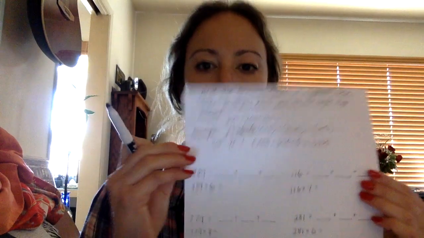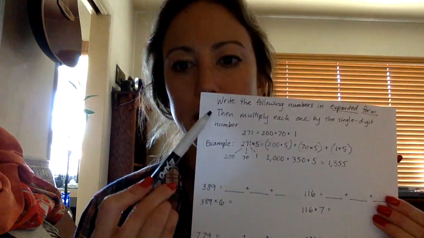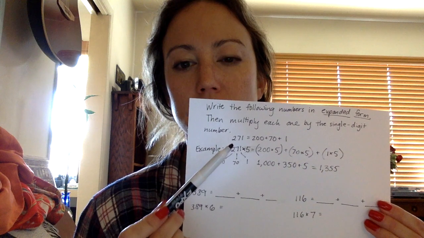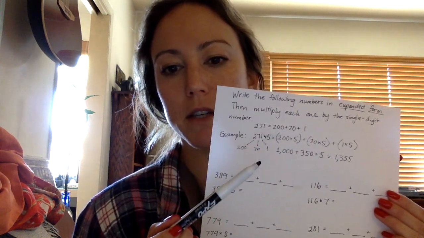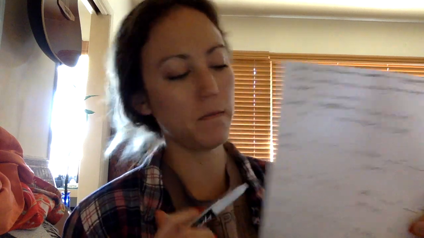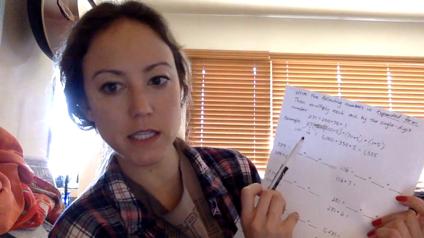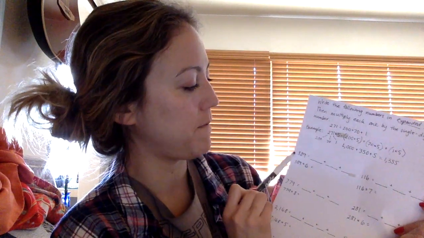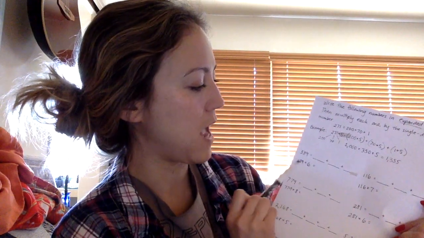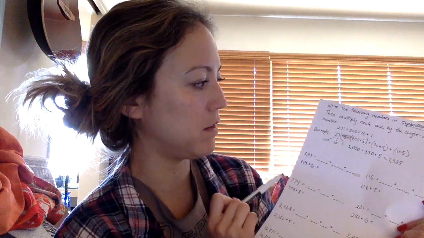And then on the third page of the independent work, you're going to need to write the following numbers in expanded form, just like we did right now on the whiteboard. And then you're going to multiply each one by the single digit number. So I know we've done this in the past, I like to write little branches coming out of the bigger number, but you don't have to do that. You just want to expand the first number, and then you multiply each one times a single digit number, okay?